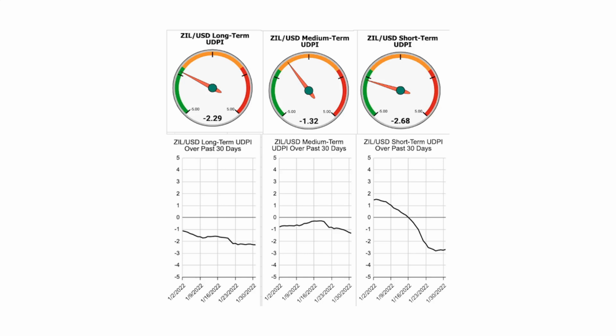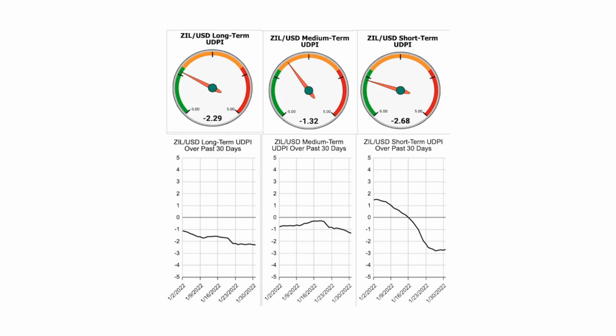The long-term indicator is meant to be interpreted on quite a long time frame, so at least months, even up to years. The medium term you should think about in terms of weeks to months, the short term in terms of weeks, and even potentially days, especially when there's been violent price action like we've seen recently.